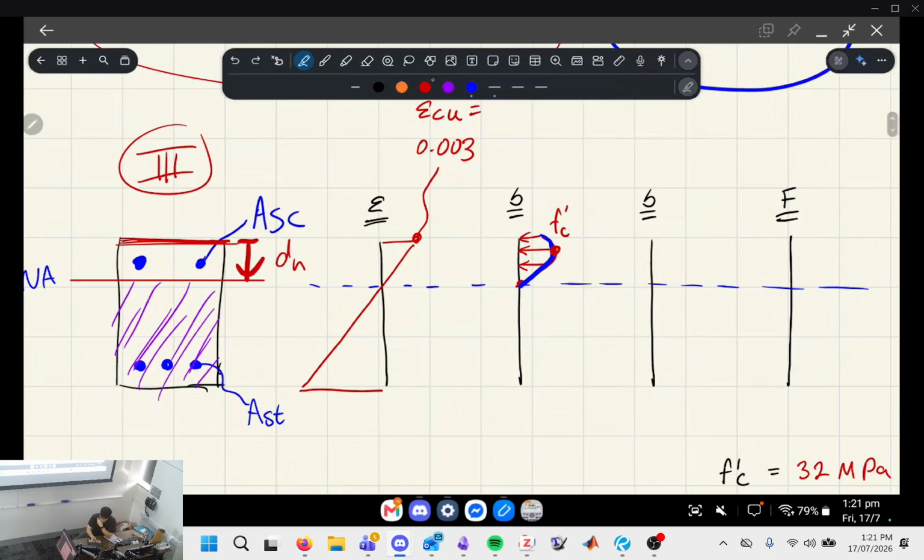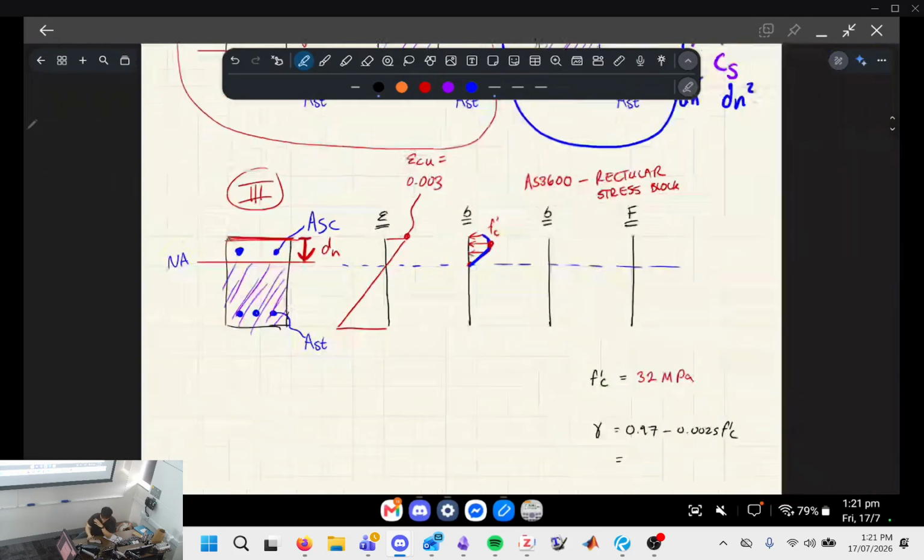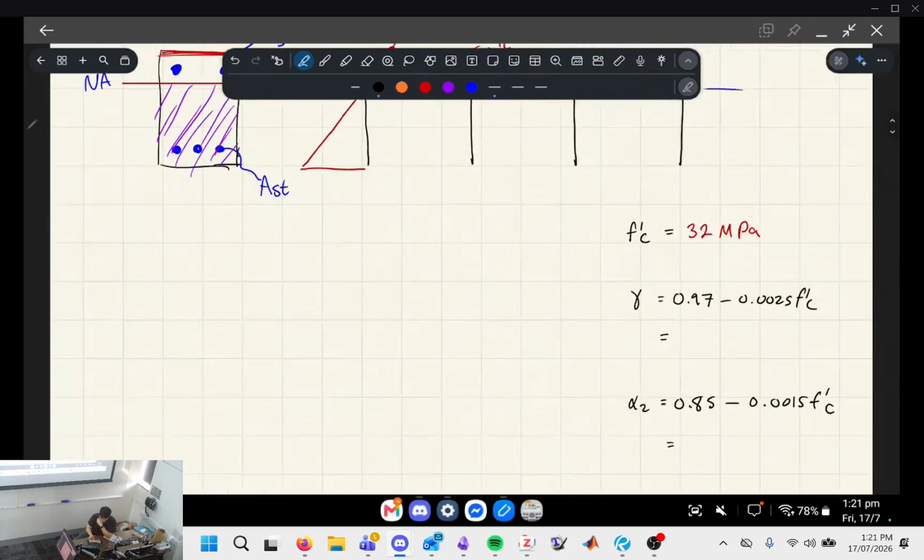The simplified method in AS3600 is known as the rectangular stress block. I can't spell, so just pretend I spelled it right. Rectangular stress block. Okay, and this is a simplified way to say... Okay, wait. I'm going to do one more intermediate bit of explanation.